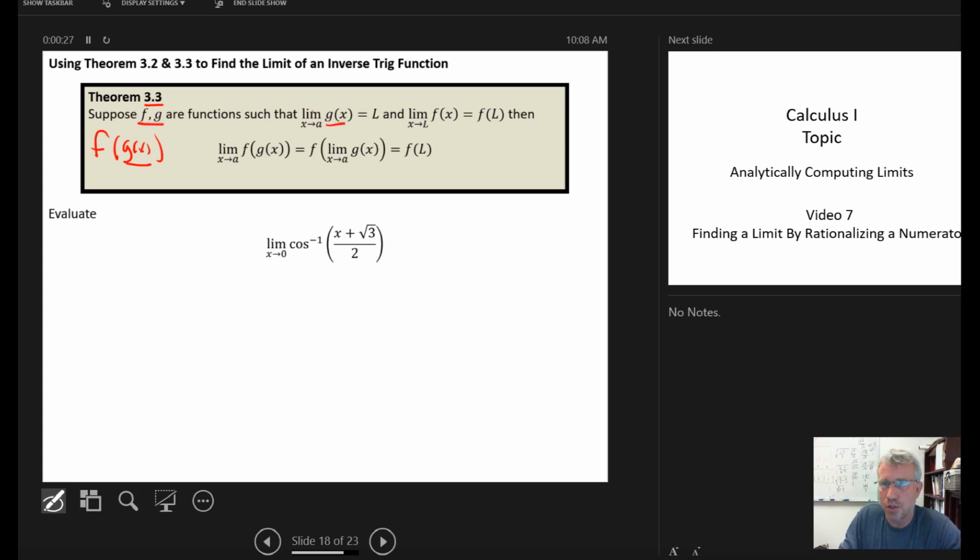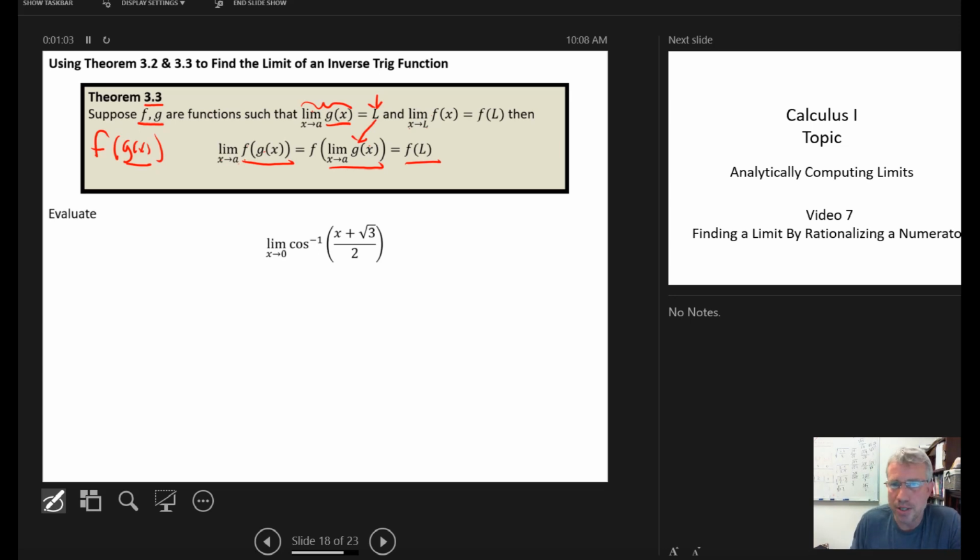Theorem 3.3 says suppose we have two functions f and g such that the limit as x goes to a of g of x equals L. In other words, this limit exists. And if the limit as x goes to L of f of x equals f of L, then if we're finding the limit of the composed functions f composed with g, as x goes to a of f composed with g of x, we just take the function f and evaluate it at the limit as x goes to a of g. And because this limit is L, we replace it with L and just evaluate f of L.